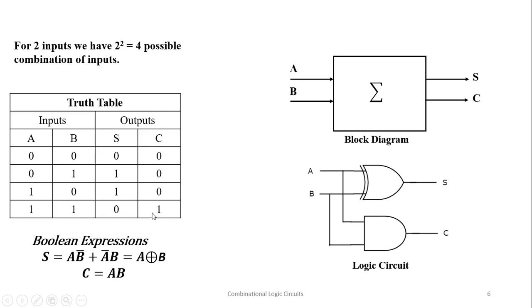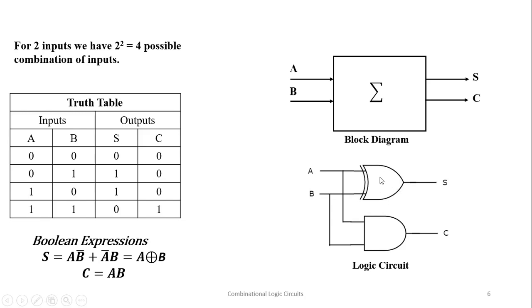For C, in the output column we have only one 1. So the SOP expression will contain one product term. The product term is A B, as both variables are 1 for this combination. So we have C, this is the carry. Now to implement, S is equal to A exclusive OR B. So A and B, this is the logic circuit.